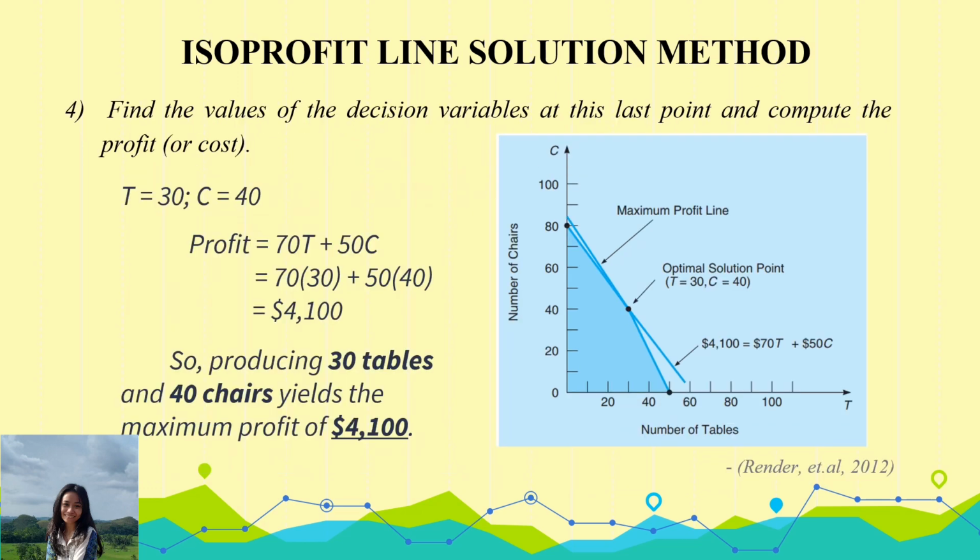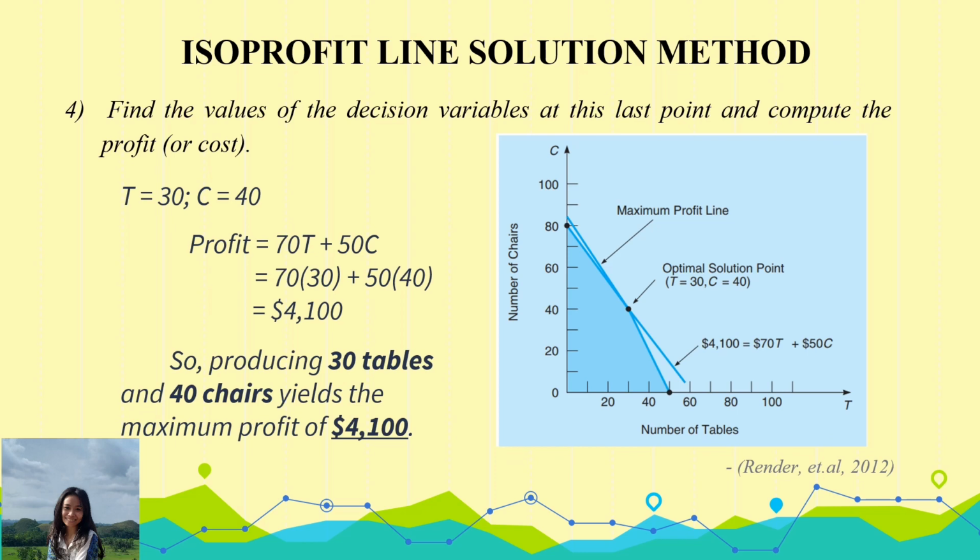In the last step, we need to find the values of the decision variables at this last point and compute the profit or cost. To find the coordinates of this point, solve the 2 equations simultaneously. This will be discussed further in the next method. So looking closely at the graph, the last point that touches the feasible region is the point (30, 40), which is 30 tables and 40 chairs.